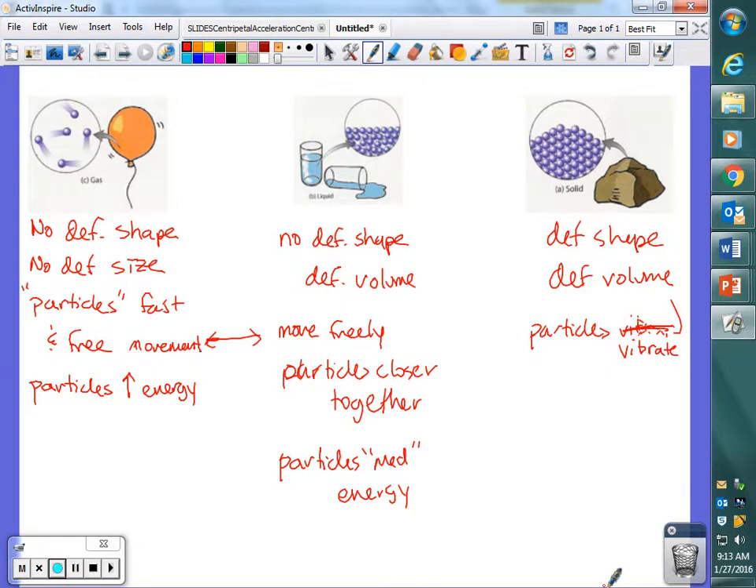All right, so particles vibrate. What else? Particles are very close together. Very close together, right? And that means they get in each other's way, so much so that they don't have that freedom of movement, right? What else can we say about solids to sort of close it out? Low energy, right?